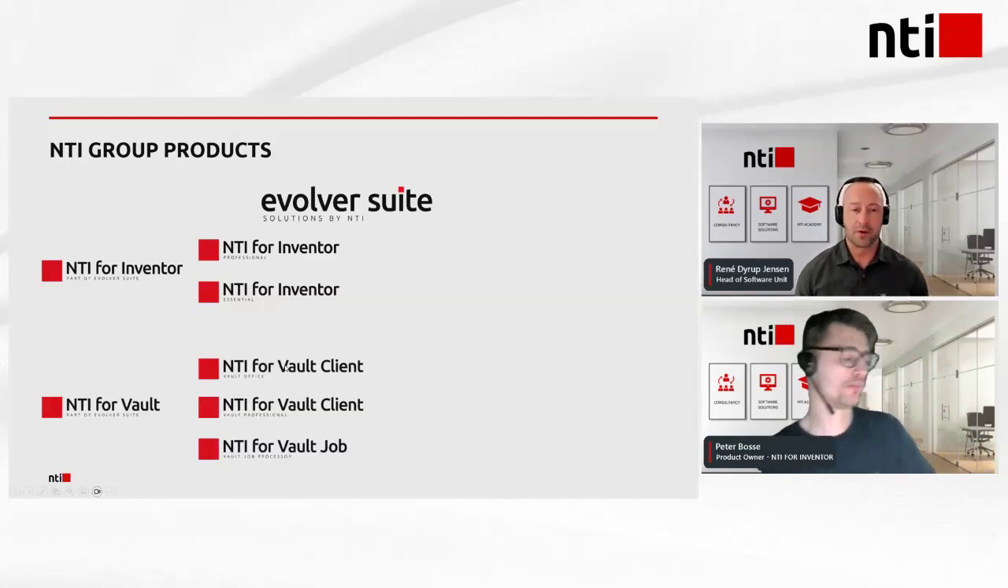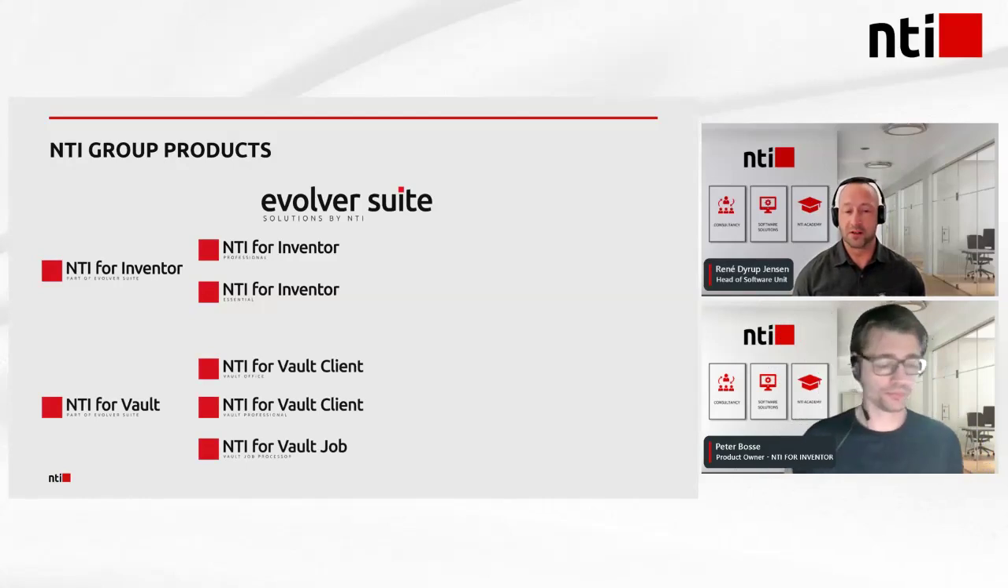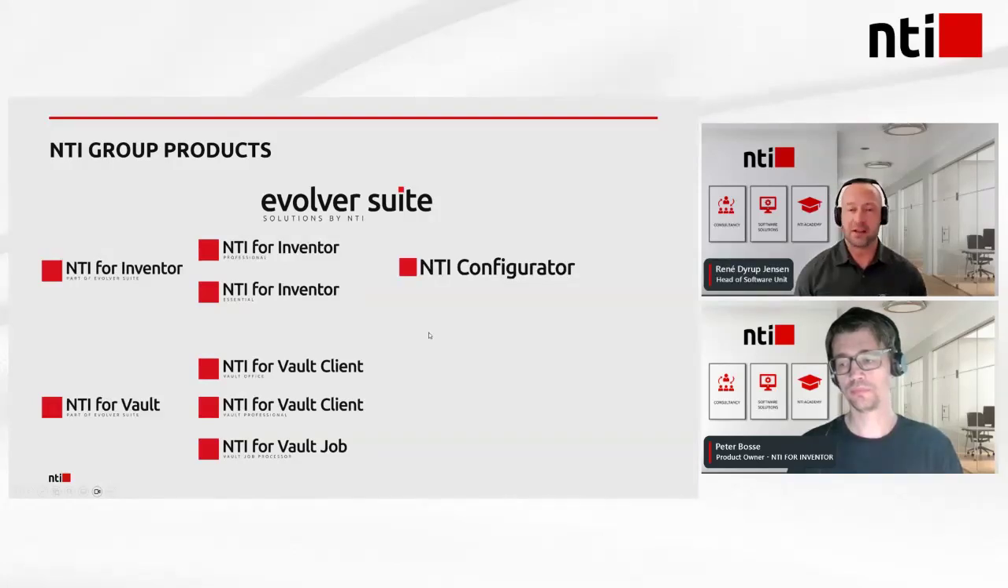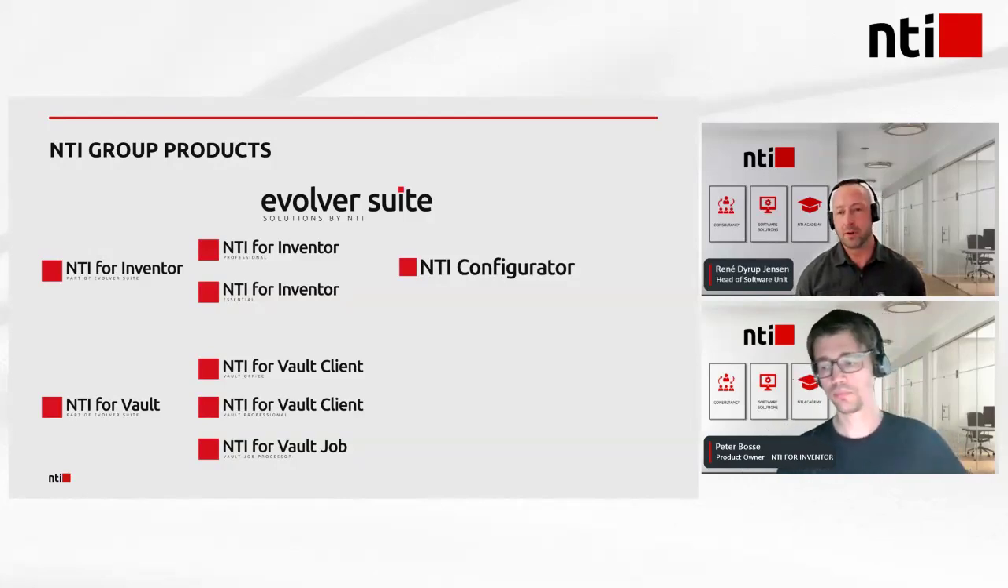We also have NTI for Vault, and NTI for Vault is an extension to the different Vault flavors from Autodesk. So we have a client version, both for Vault Professional, but also for Vault Office. And we also have an extension for the Autodesk Vault job processor. As part of the Evolver suite, we also have the NTI configurator, which is basically a front-end configurator that runs on the web, and it can be used by end customers, your sales organization, everyone that needs to configure a product and request a quote or order it directly.